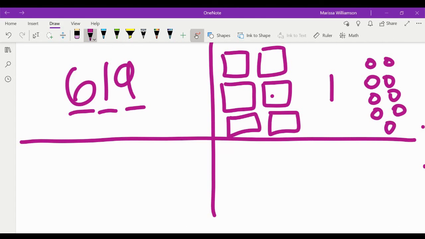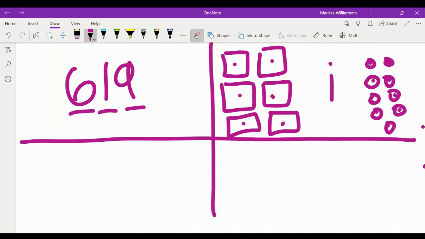Now, good mathematicians always check their work, so we should be checking our work every step of the way. I'm going to do that right now. So I have 100, 200, 300, 400, 500, 600. Good so far. 610. Good. 611, 612, 613, 614, 615, 616, 617, 618, 619. Good, I did that right.